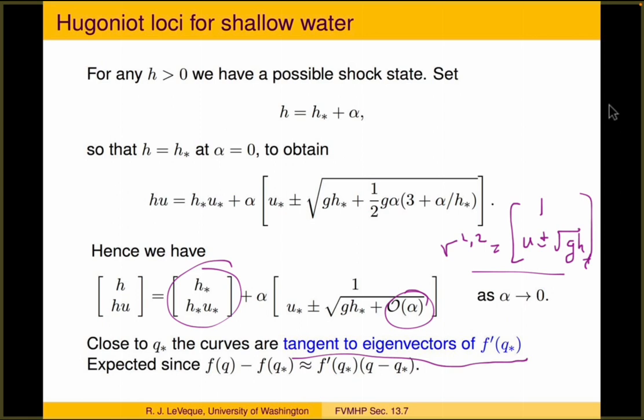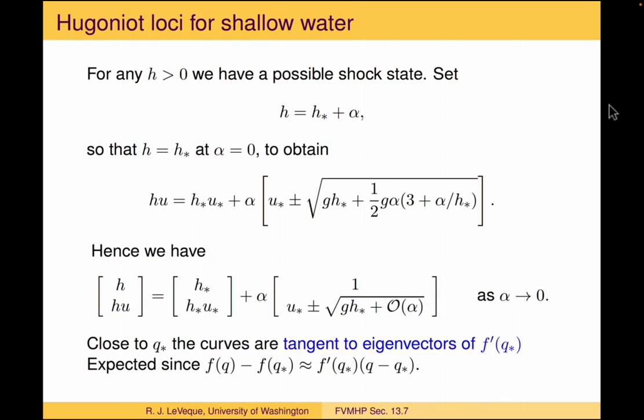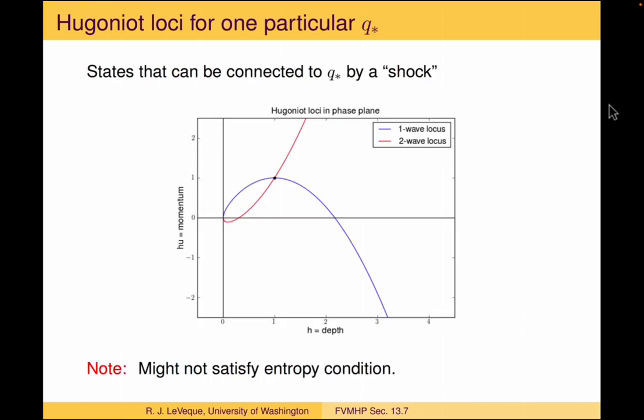Now, of course, in the linear case, they were exactly in the directions given by the eigenvectors, and you could go arbitrarily far and just move in that one direction because the eigenvalues and eigenvectors never changed. But in the nonlinear case, the eigenvalues and vectors vary as you move away from the point Q star. But at the point Q star, the direction to move in to satisfy the Rankine-Hugoniot condition is the direction given by the eigenvectors, and the curve of all such variations is tangent to the eigenvectors at the point Q star. So here's a picture.